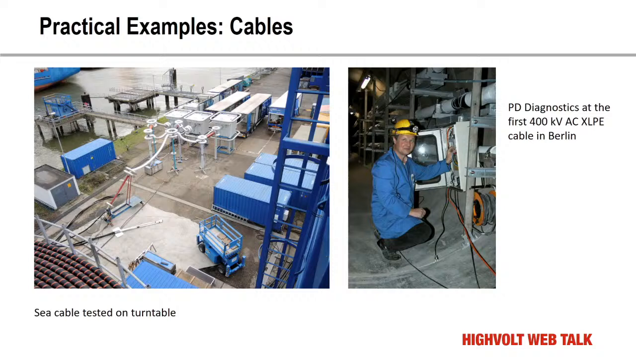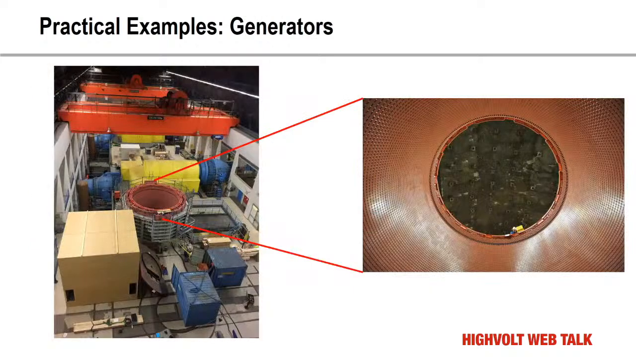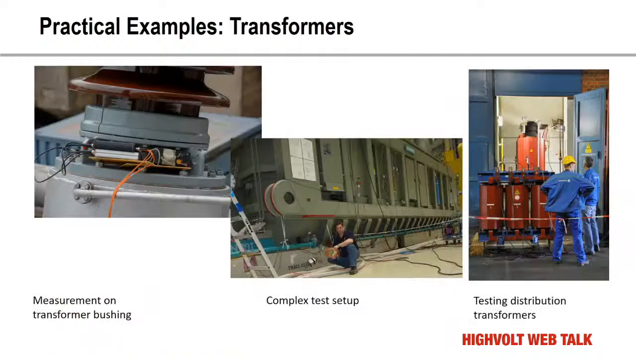That was one of the first XLPE cables where very intense measurements were also done. Another example we see here are generators with huge diameters, where you also have to do very interesting tests and measurements on partial discharges. And another topic we can see here is how it looks to measure at very complex structures like transformers. We got a lot of questions regarding how to measure correctly at transformers.